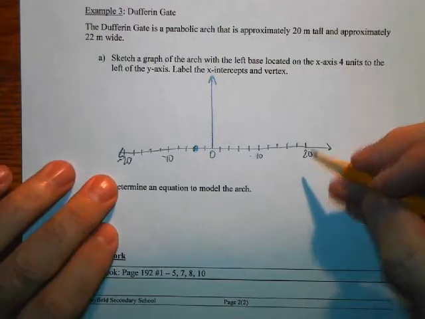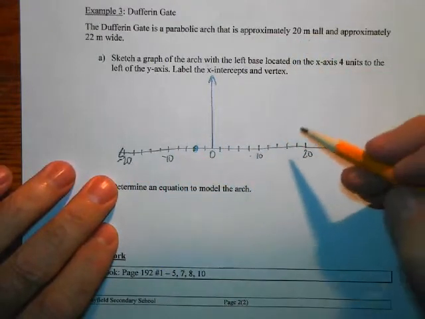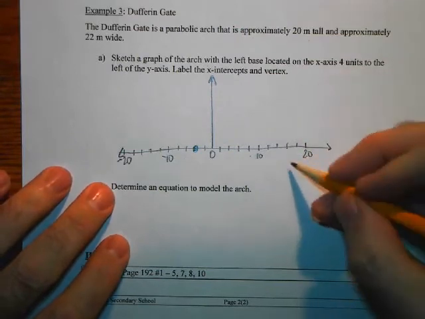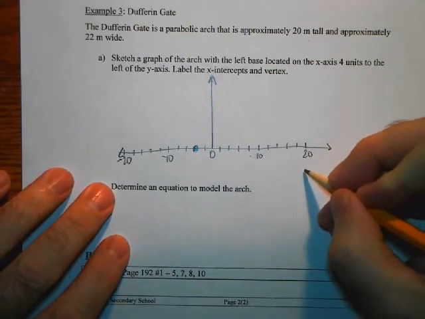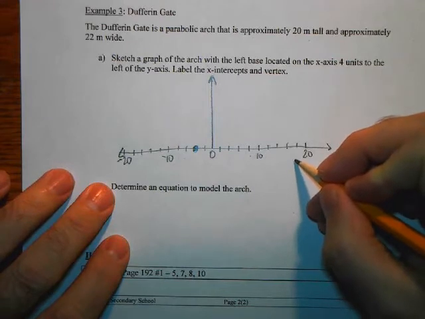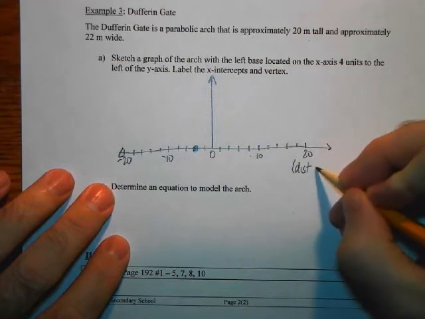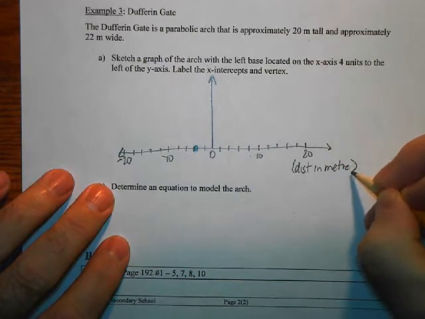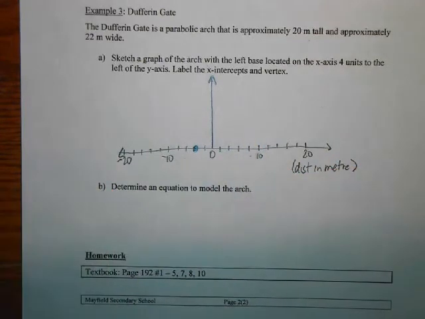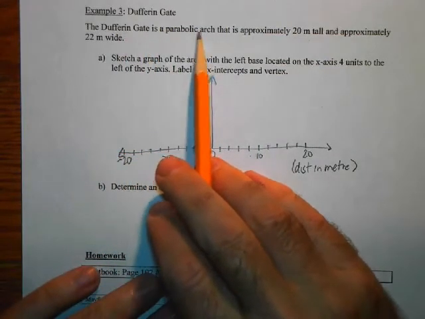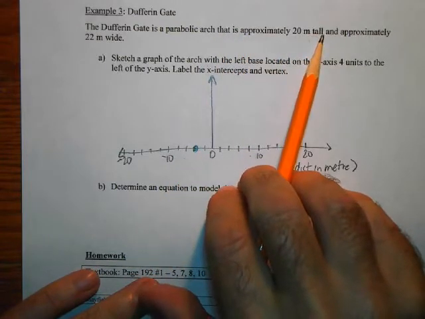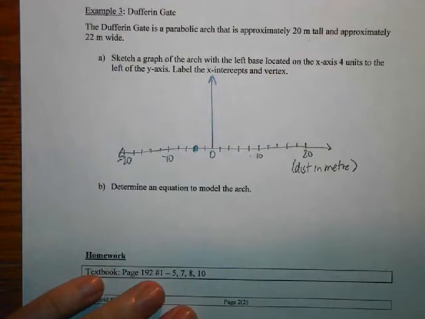Now these numbers actually mean something in this. Usually they're just numbers, but in this case, this is going to be measured in meters. So this is the distance in meters. Okay, so let's use our common sense and read the question, see if we can pull out something. Dufferin arch is a parabolic arch that is approximately 20 meters tall. We're going to use that in a second. And approximately 22 meters wide.